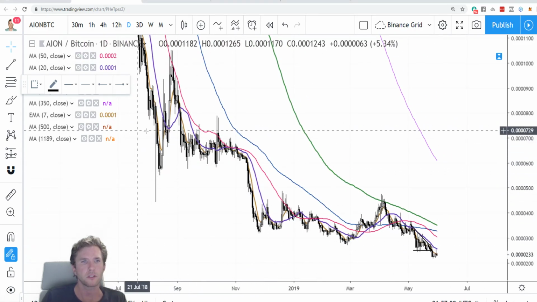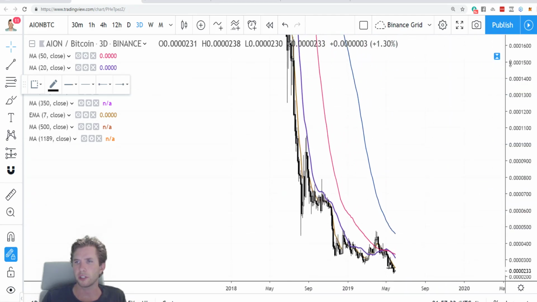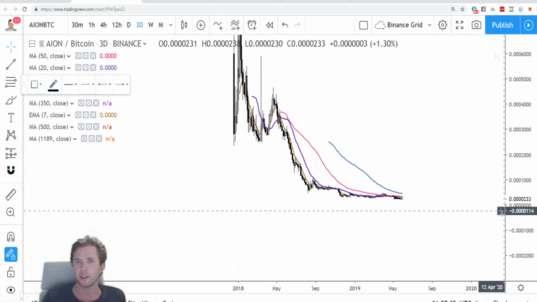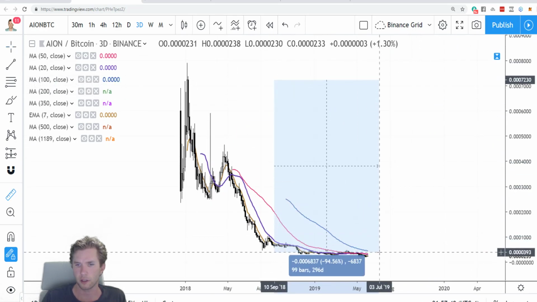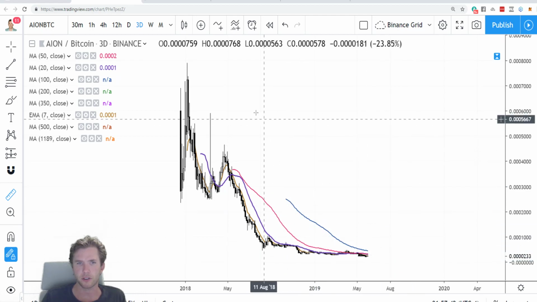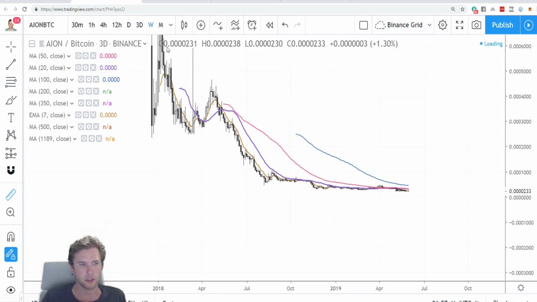Okay. So Aeon, super strong fundamentals, but I don't know if they did like token lockup or what, but it just took a 97% drop from the all-time high. We're on a 3-day chart too, weekly.